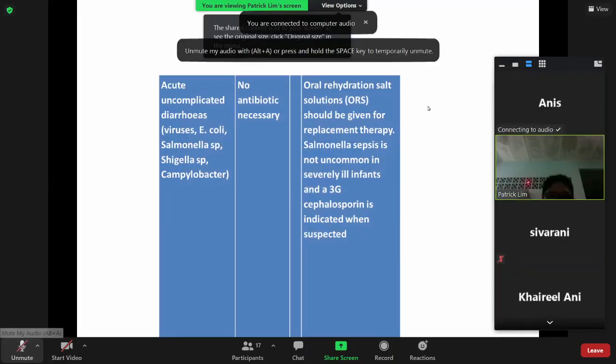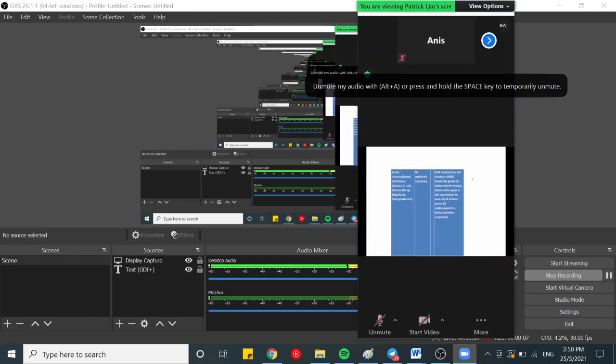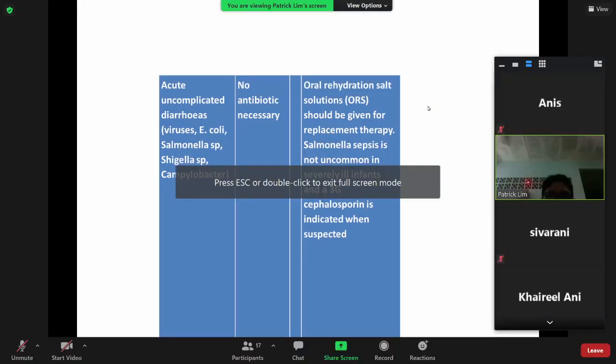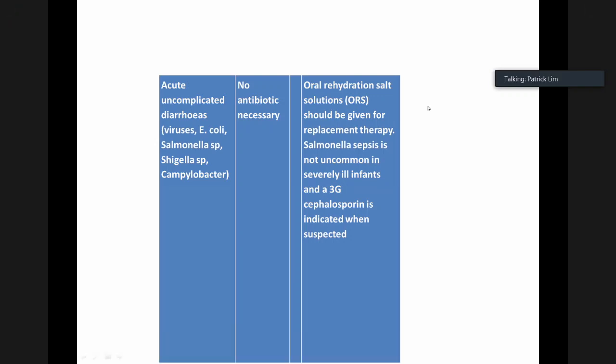Sepsis is not uncommon, it's severely ill, and a third generation cephalosporin is indicated when suspected. If there is sepsis, it means that there's bacterial toxicity in the blood. So what should we give? We should give a cephalosporin, third generation cephalosporin. Okay.